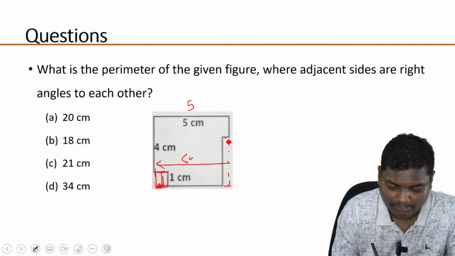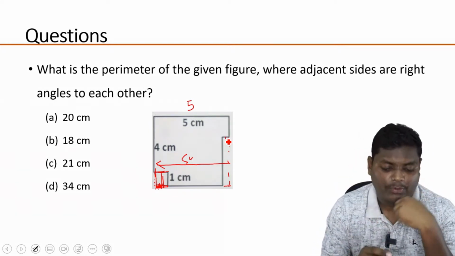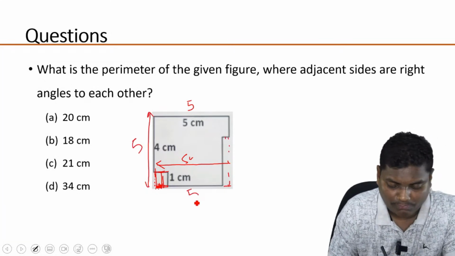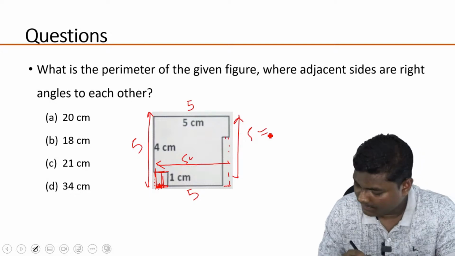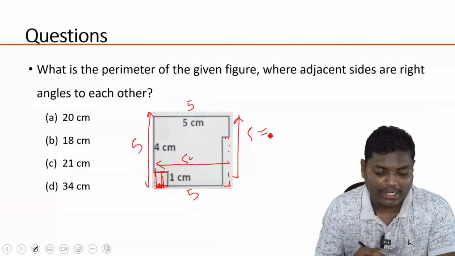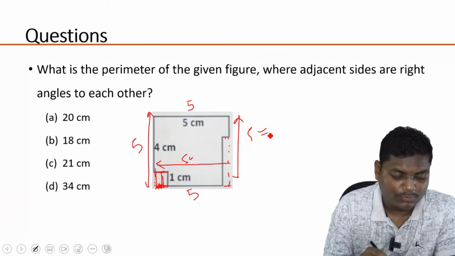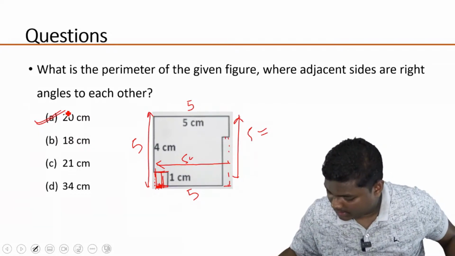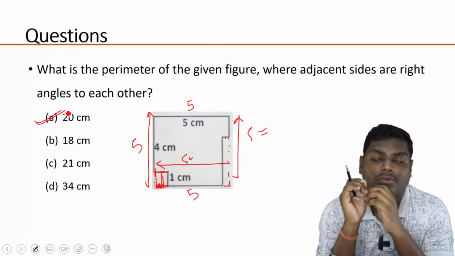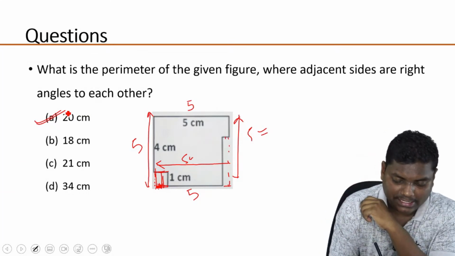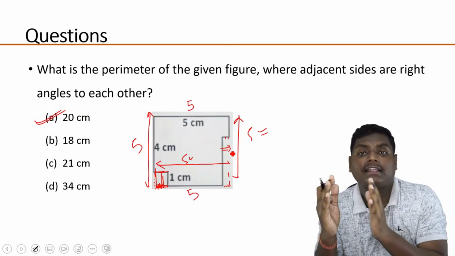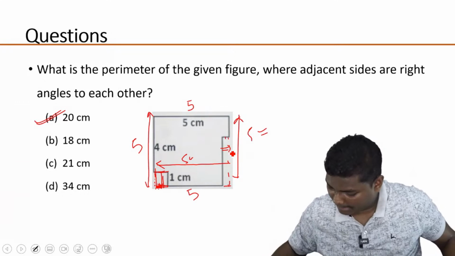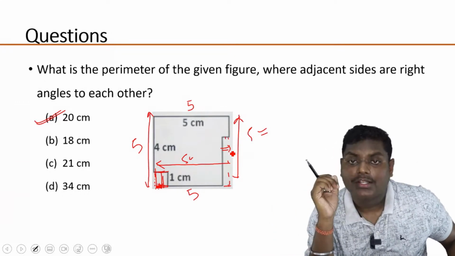Similarly, if you bring it here and there, each side length will be 5, 5, 5. If you add all the sides, it will be 5 plus 5 plus 5 plus 5, so basically it will be 20 centimeter. Great, Rumi. You just need to observe this question properly, considering how much it will be if the walls were pushed back. So the correct answer is option A, 20 centimeter. Moving to the next question.